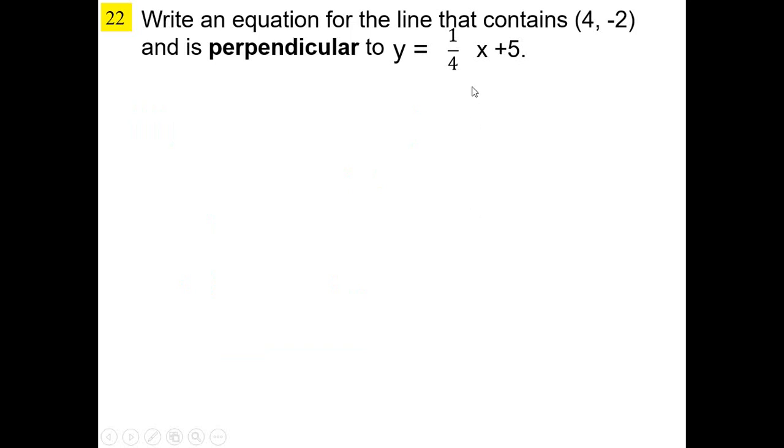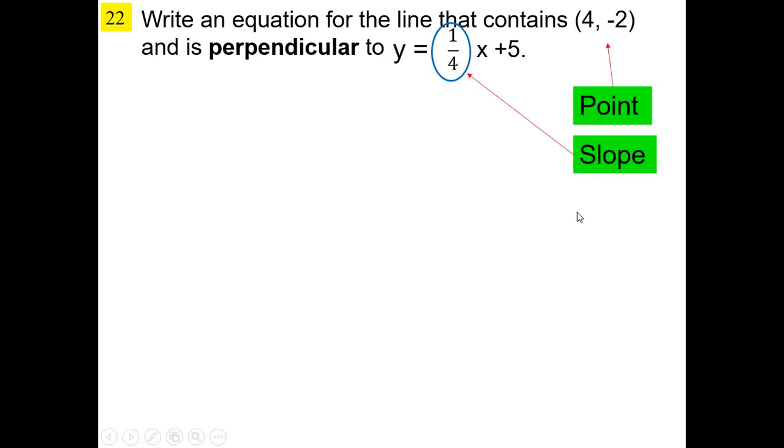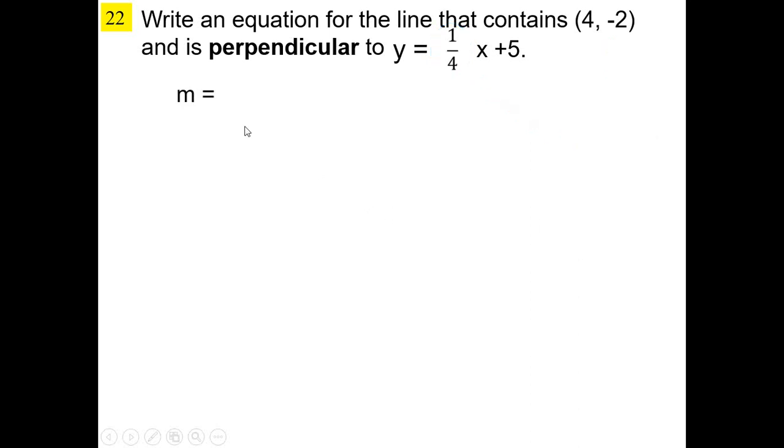Next, perpendicular. What do you think we're going to do with this slope? Yeah, we're going to flip it over and change the sign. It'll be -4 over 1, which is -4. Here's my point. Here's my slope that I'm going to flip over and change the sign. So there's my point and my slope. And my m, instead of 1/4, because of the perpendicular, I'm going to flip it over, change the sign, and be -4. Okay, so now I do everything exactly the same as before.